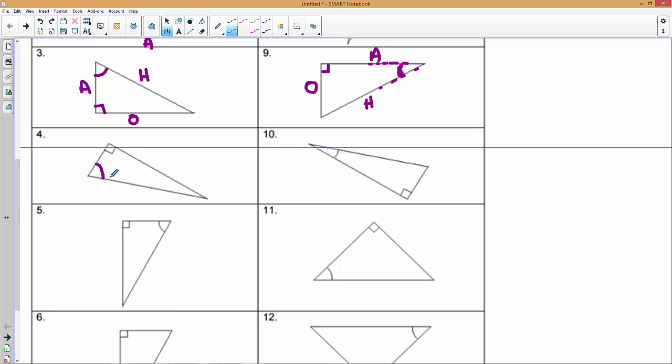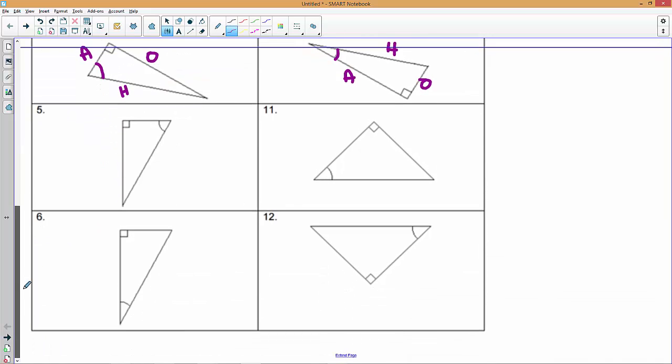For 4, this is the hypotenuse across from the right angle. This is the adjacent, and this is the opposite. Okay, for this angle here, we know this is the hypotenuse across from the right angle. This is the adjacent, and this is the opposite. Sorry, that's 10 actually. So back to 5. This is the hypotenuse. This is the adjacent. It's next to this angle. And of course, the opposite is far away from the angle.